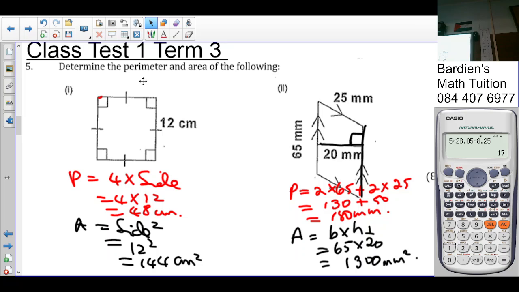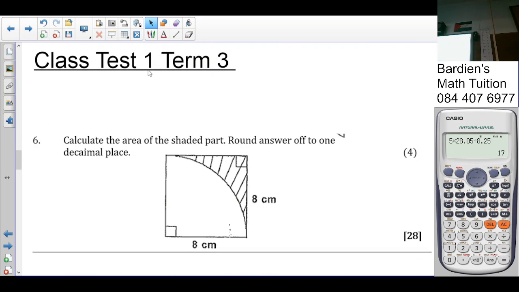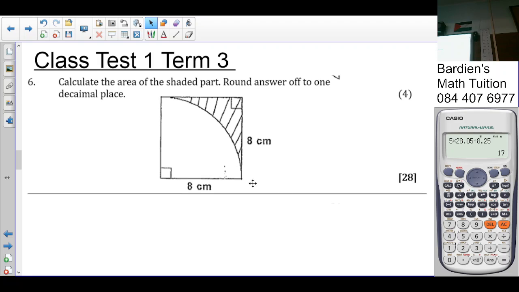Okay. The next one, number 6. Last question. Calculate the area of the shaded part. Round answer off to 1 decimal place. So I'm going to calculate the area here. This is a square minus a quarter of a circle.